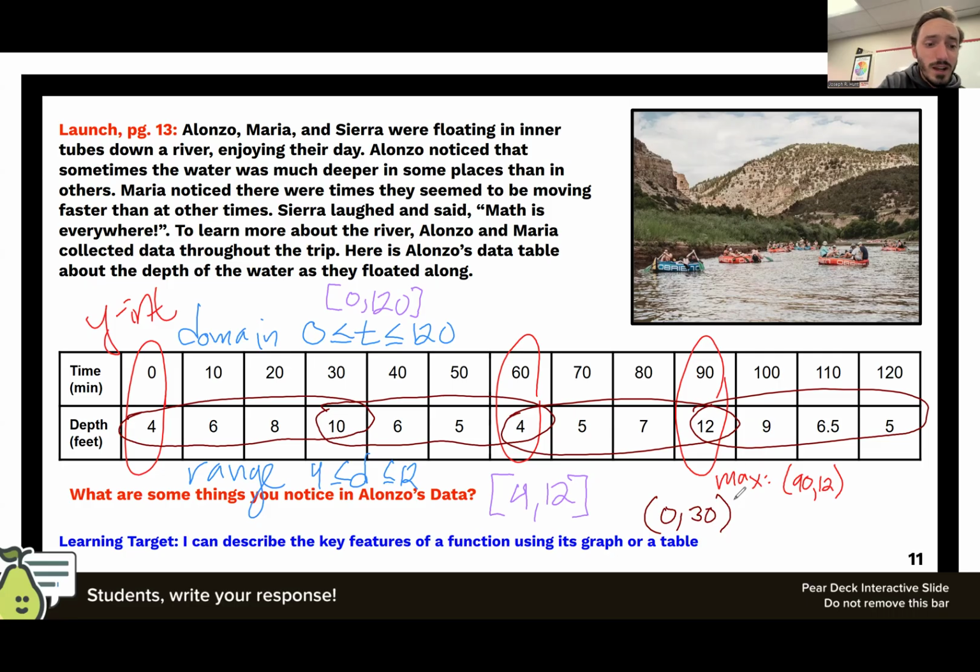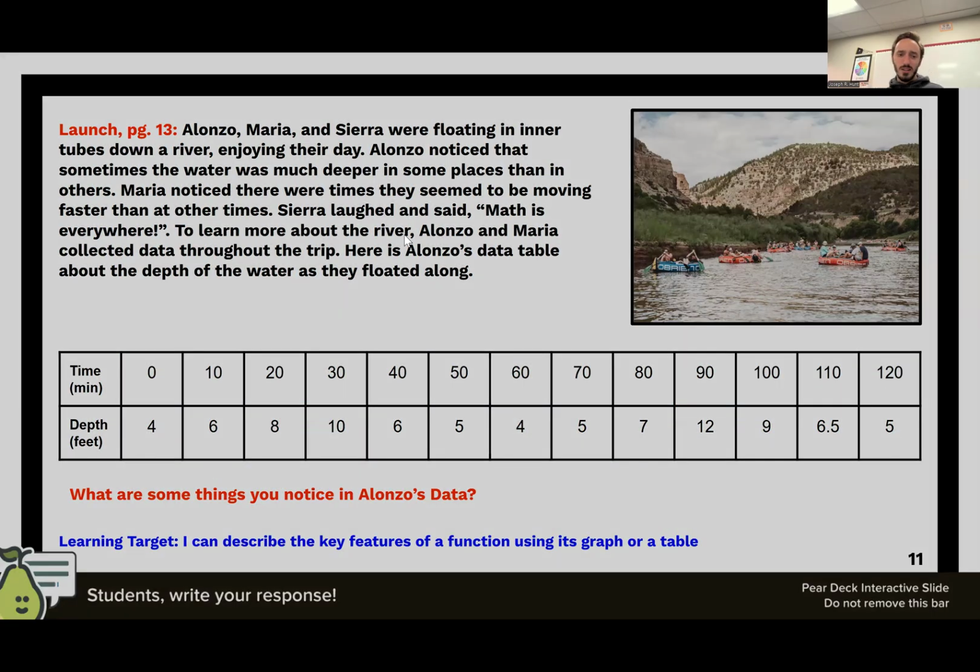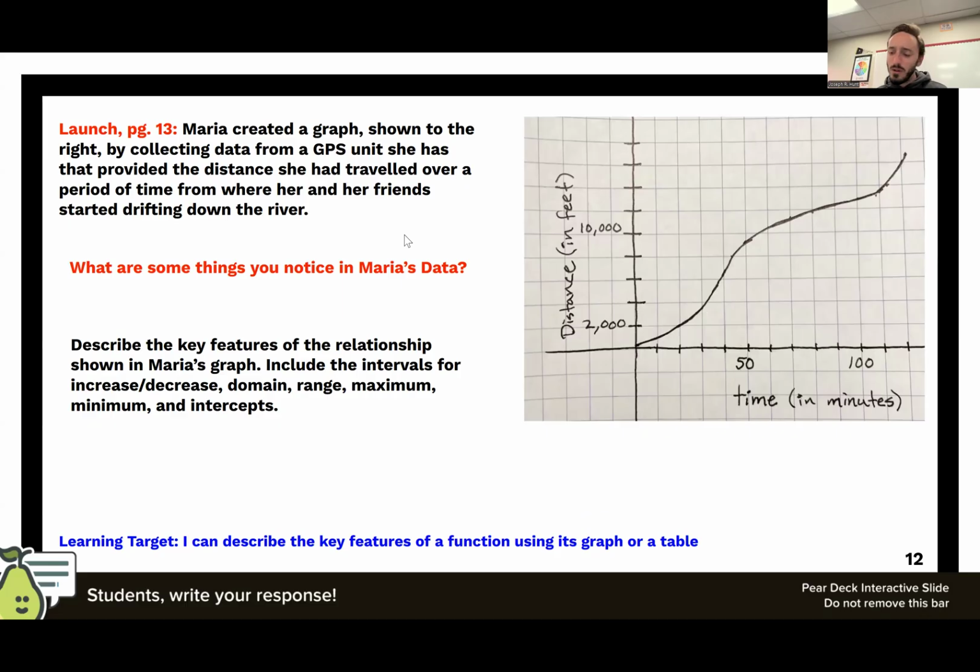So there's a lot of information that we can glean from the table here. It's maybe a bit of a non-standard way to do this sort of analysis. We'll maybe go back to more familiar territory here on the bottom of page 13, where you've got this graph. Now, this graph was drawn by Maria. Maria is floating along the river with her friends. She's got a GPS unit that's actually tracking her location.